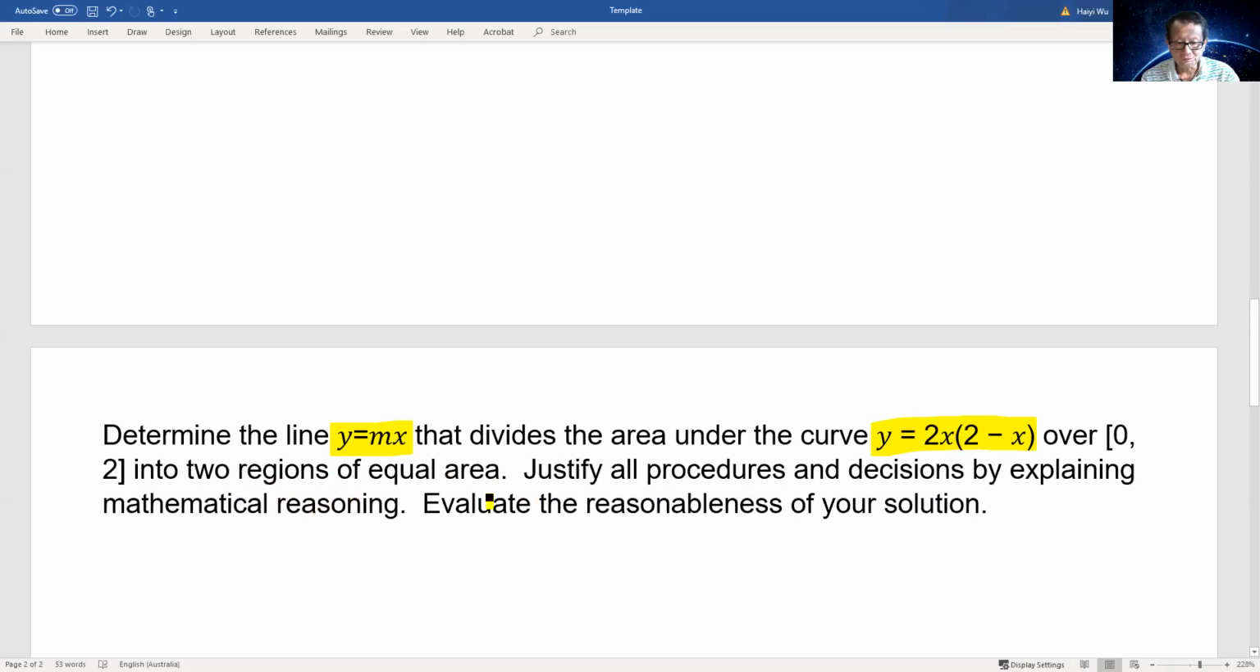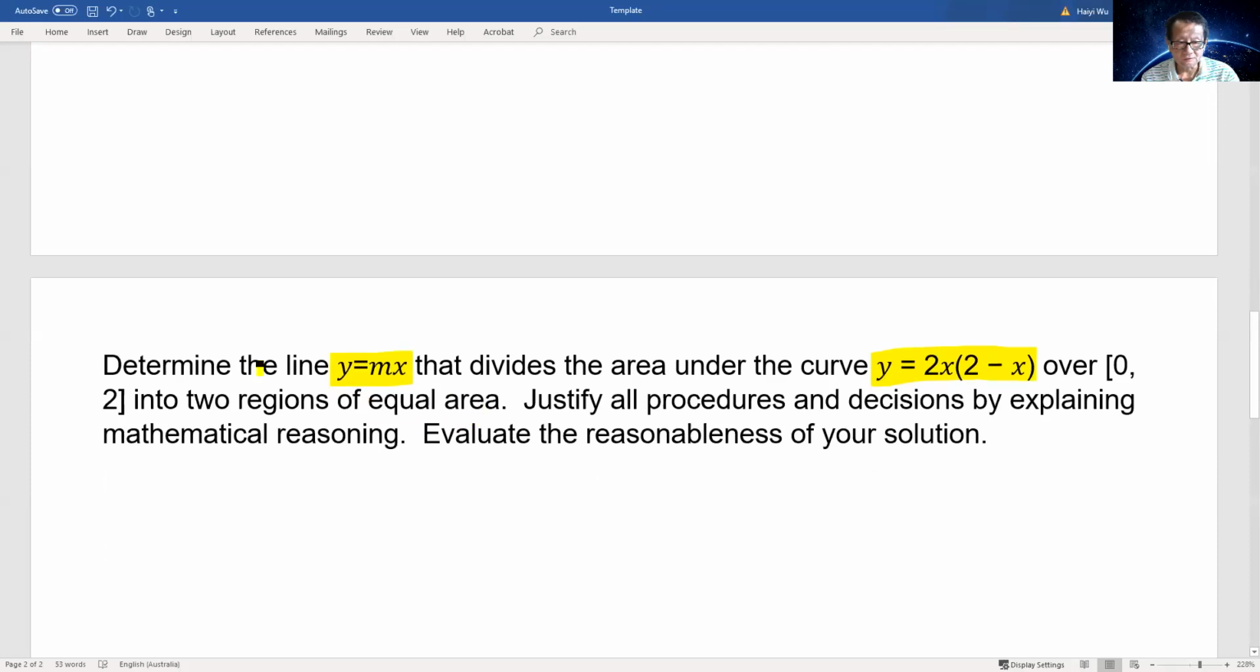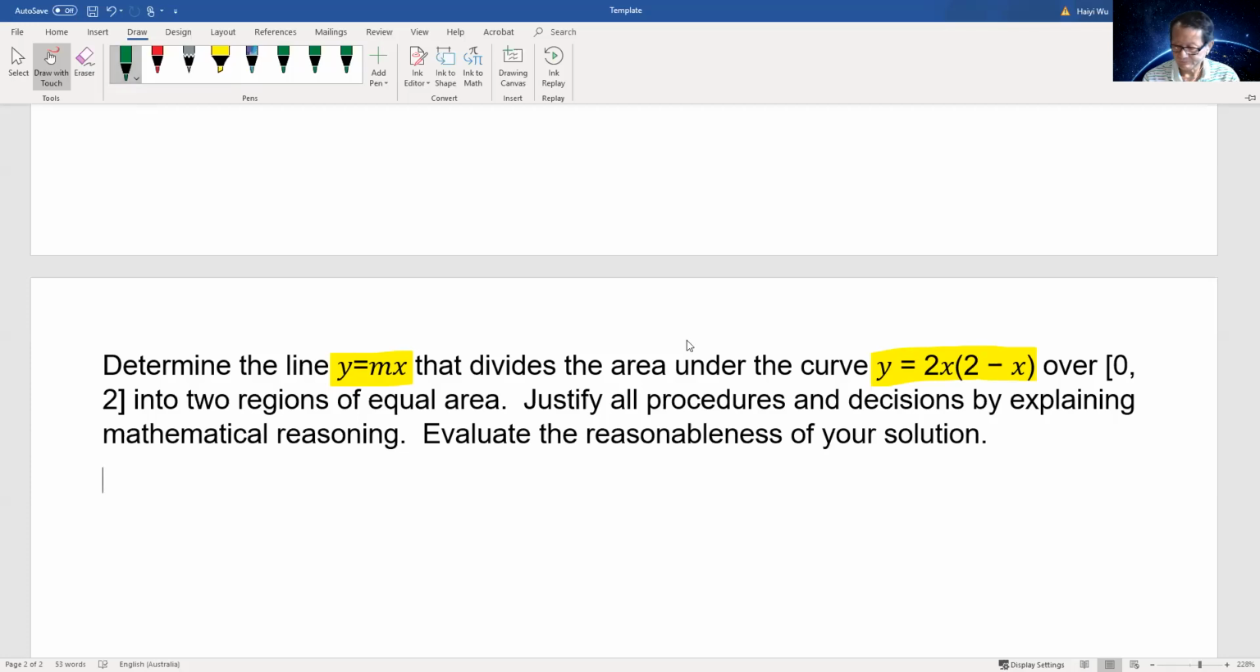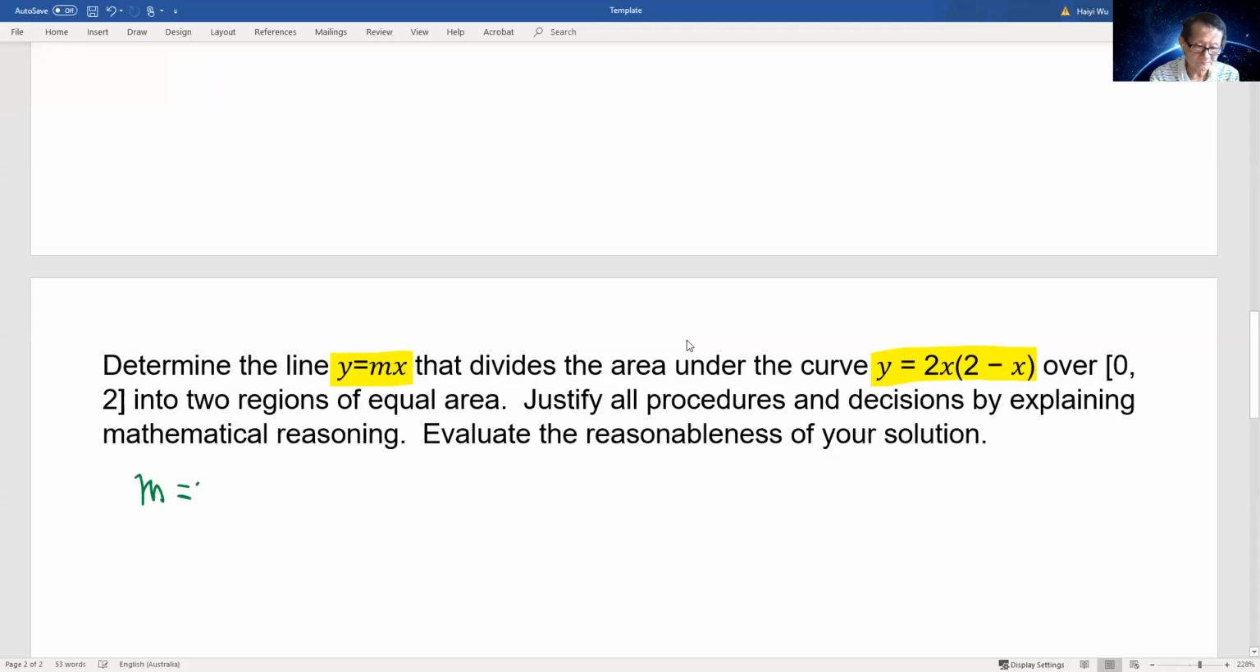In order to solve this question, we need to find the straight line y equals mx. That means we need to find what m is. To determine the straight line, we need to find m. So this is our question. We're given those two conditions. So how do we solve it?